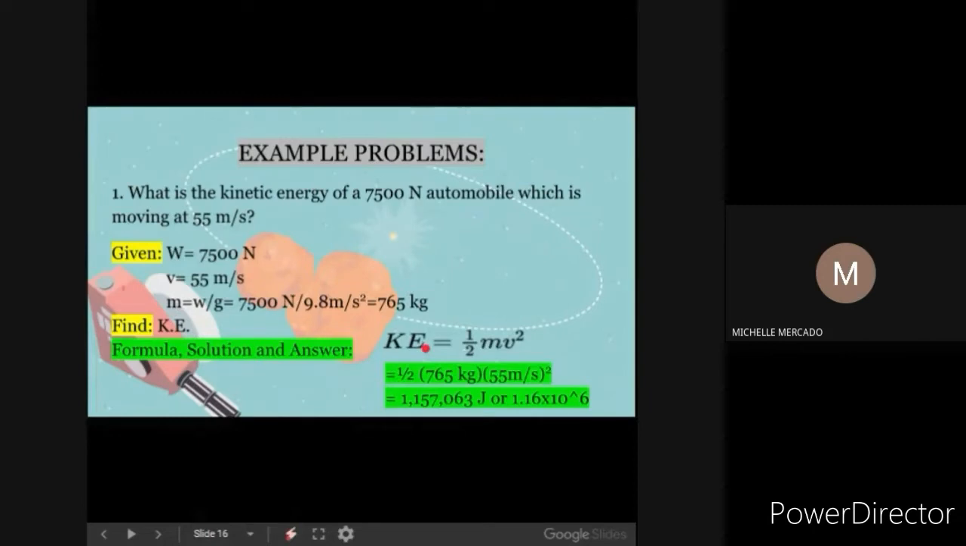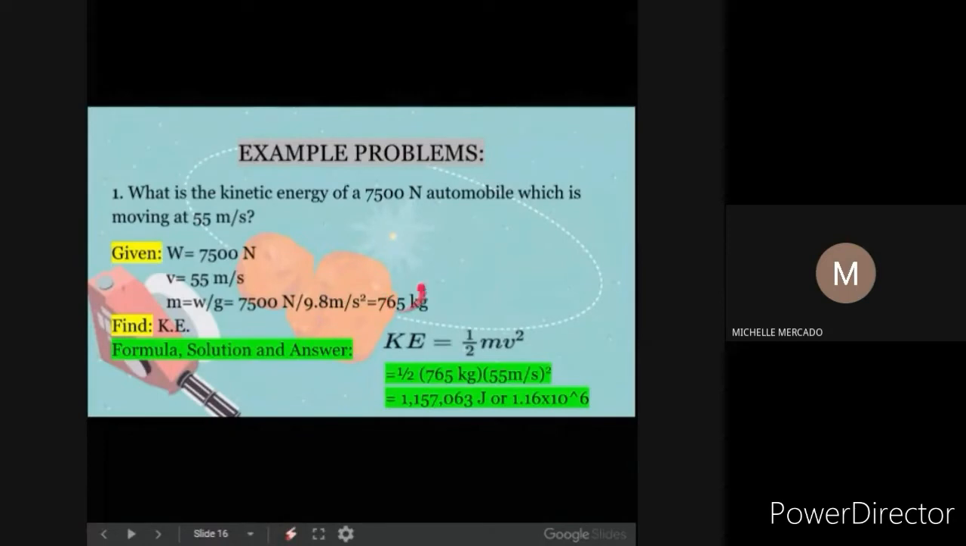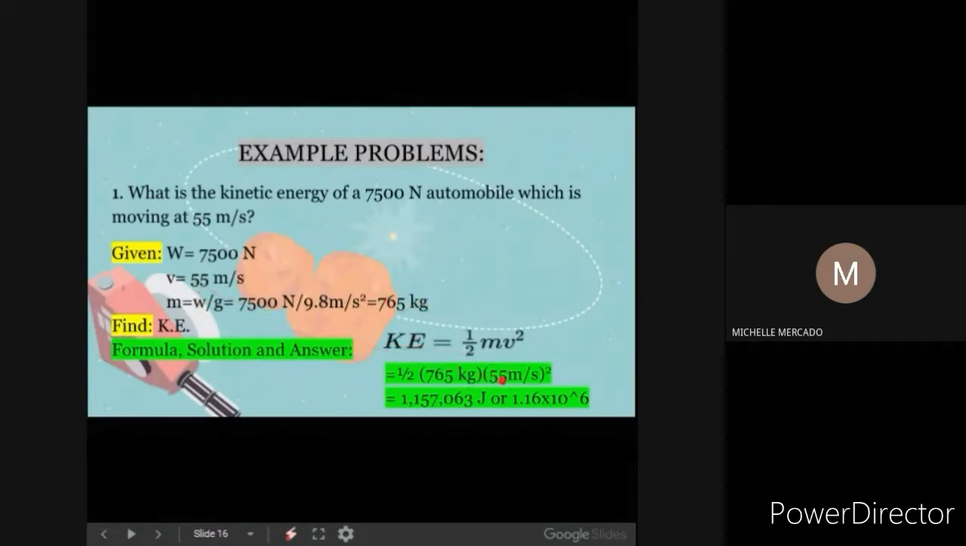So in order to find the kinetic energy, kinetic energy is equals to 1 half multiplied by the mass multiplied by the velocity squared. So again, 1 half, then yung nakuha mo yung given mass, which is 765 kilogram, multiplied by the velocity, which is 55 meter per second squared. So 1 half multiplied by 765 kilogram multiplied by 55 meter per second squared, the answer will be 1,157,063 joules, or 1.16 times 10 raised to the power of 6.